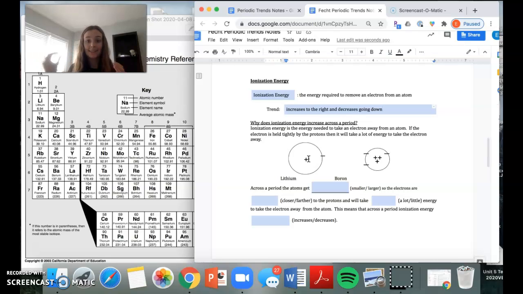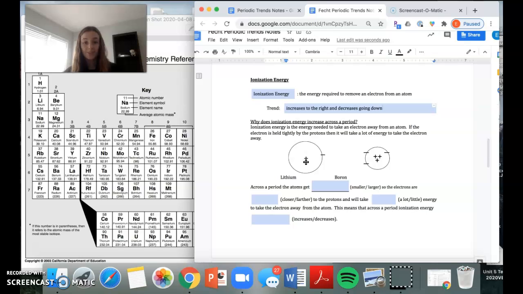If the electron is held tightly by the protons, then it will take a lot of energy to take the electron away. Again, if we're thinking of two magnets that are really tight to each other, the closer they are, the harder it is to remove it. Versus if they're farther apart, not quite attracted, not quite sticking yet, it's easier to pull them apart.